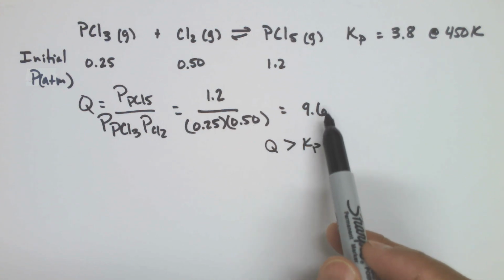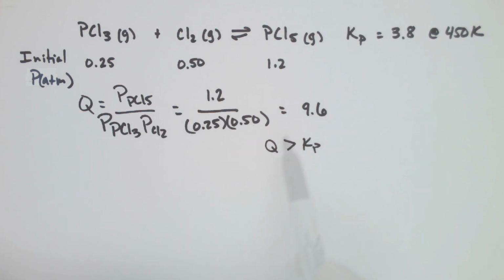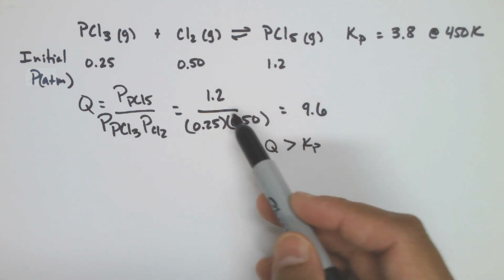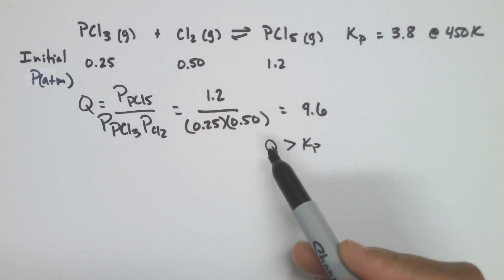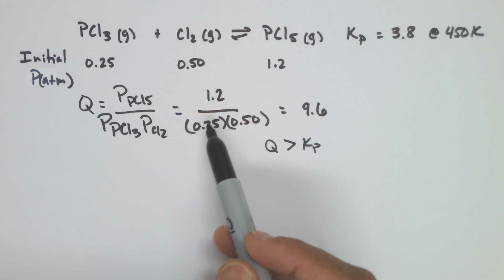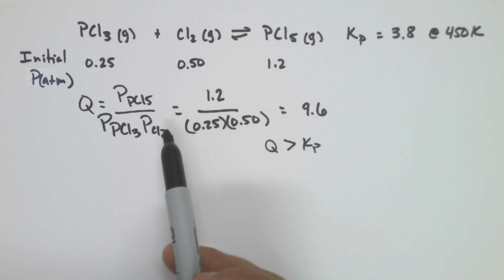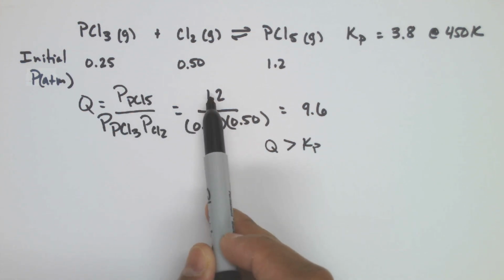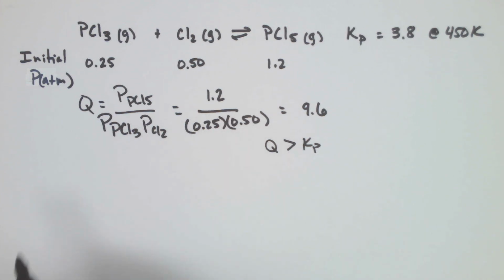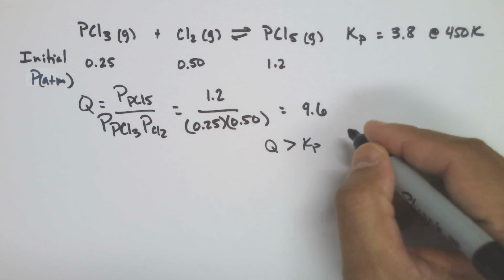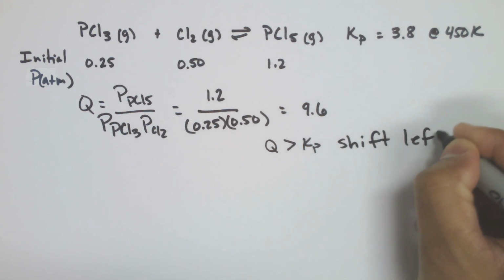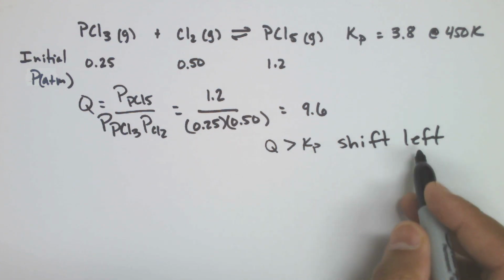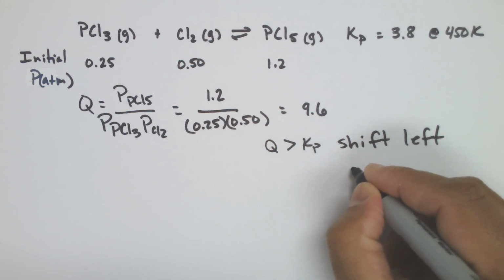So this number is too large. This system needs to shift so that this ratio goes to 3.8. This ratio needs to get smaller. And if you look at the math, in order for the ratio to get smaller, we need less products and more reactants. So when Q is greater than K or Kp, there's a shift to the left. You can also say there's a shift to the reactant side.